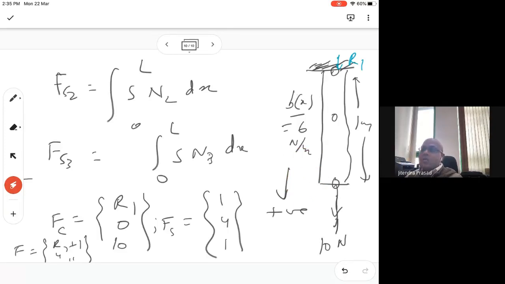If you have one 3-noded element, you get 1 here, 4 here, 1 here. If this is constant, remember, if this is constant like this, it will come automatically if you use N1, N2, N3.